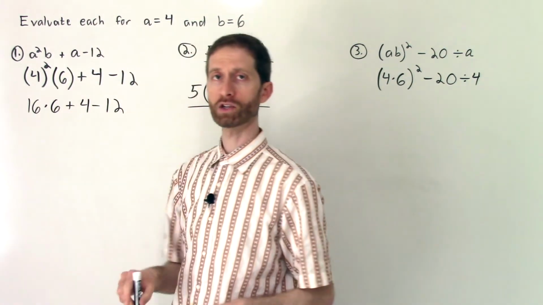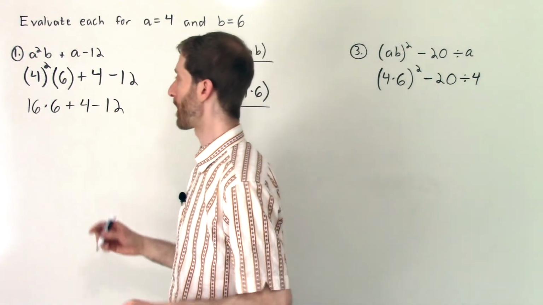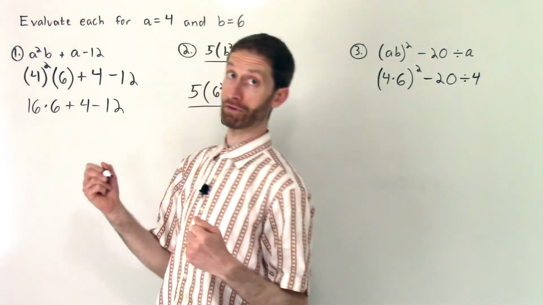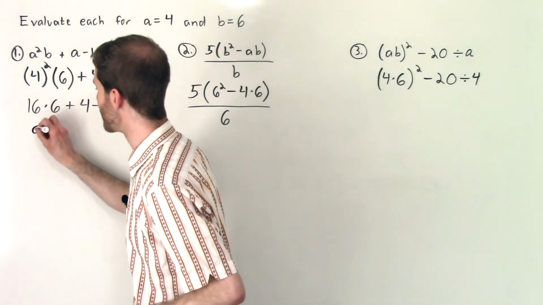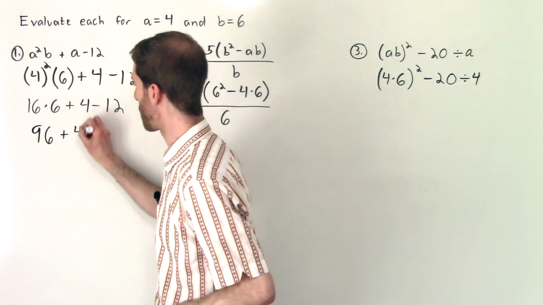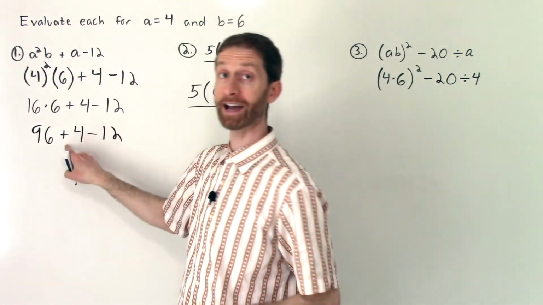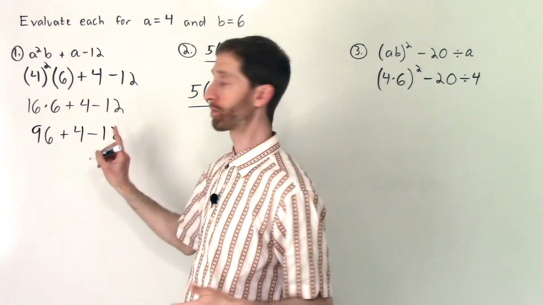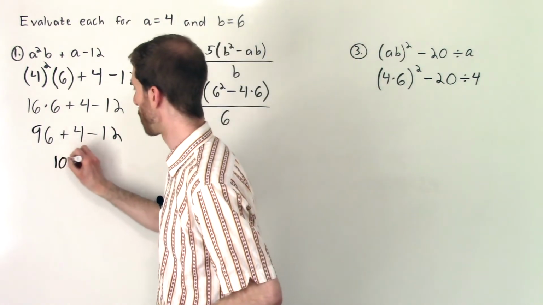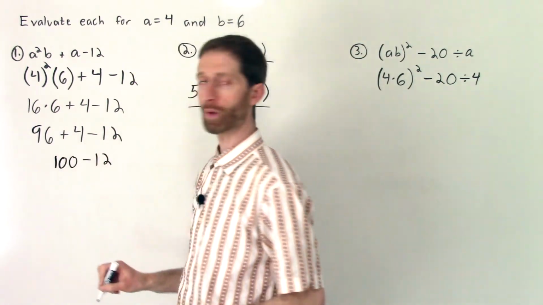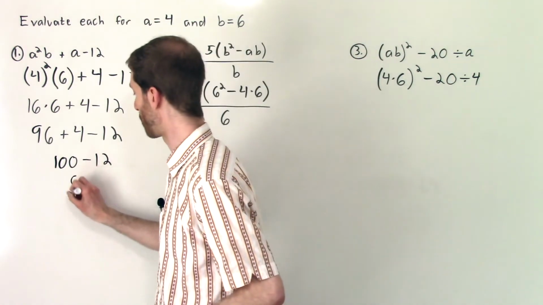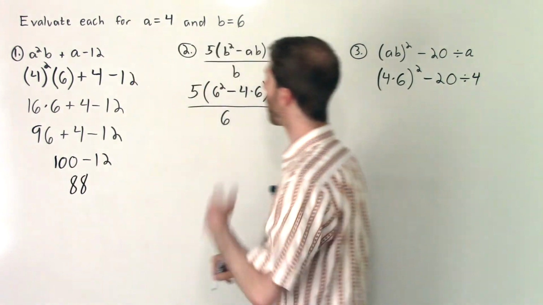Do your multiplication next. That's the next highest order of operation level. 16 times 6 is 96. Plus 4 minus 12. You do addition next before subtraction when moving left to right. 96 and 4 is 100. Minus 12 is 88. Beautiful. That's your answer. On to this next one.